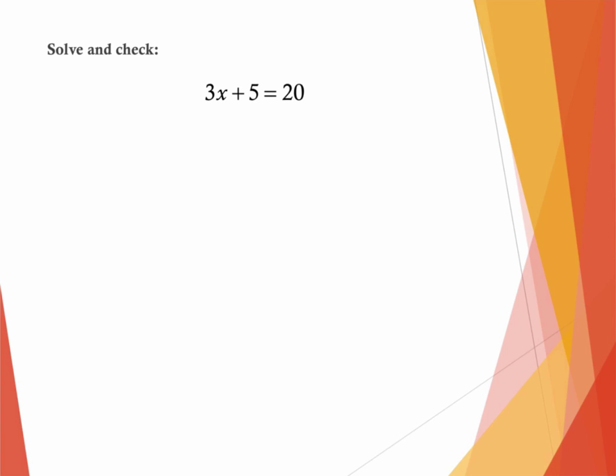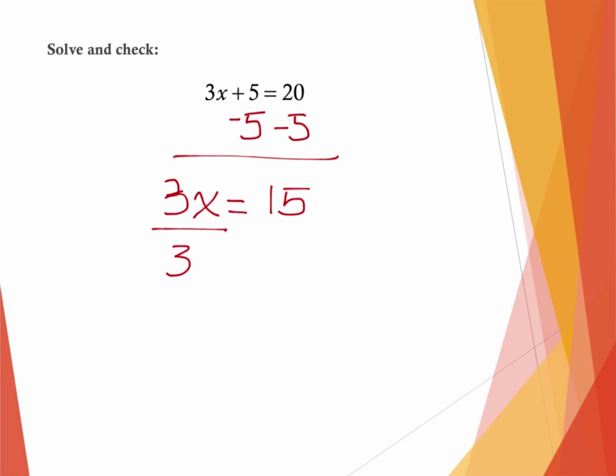So the first thing that we would do is we would subtract the 5 from both sides. So I have 3x is equal to 15. I have my x term isolated. I need to get x completely isolated by getting rid of that multiplication by 3, which we'll do by dividing each side by 3. So we get x is equal to 5.